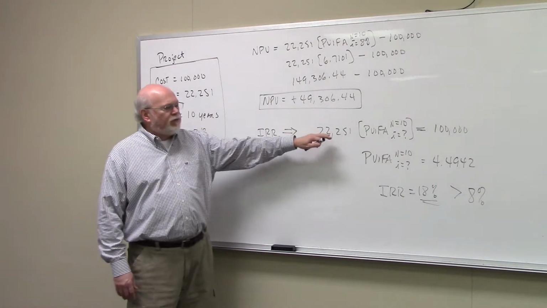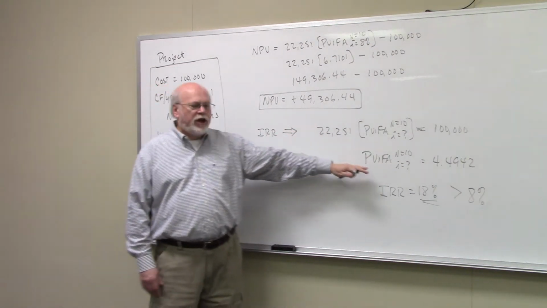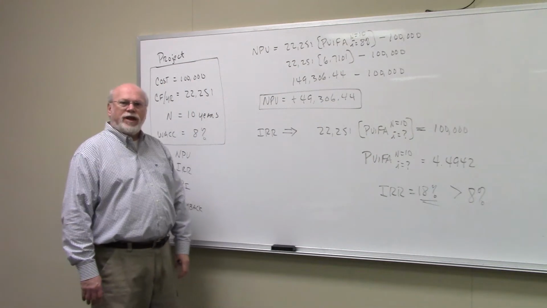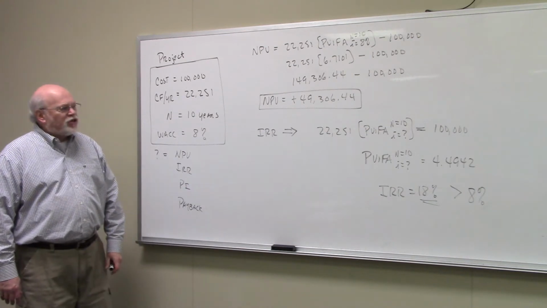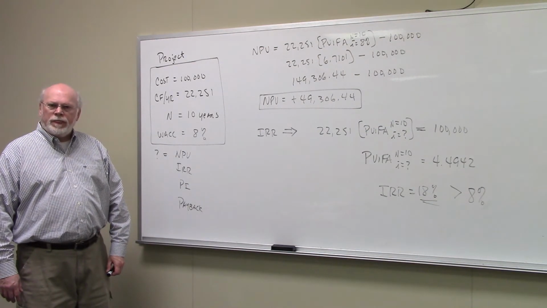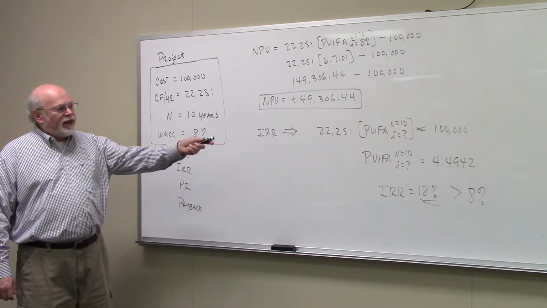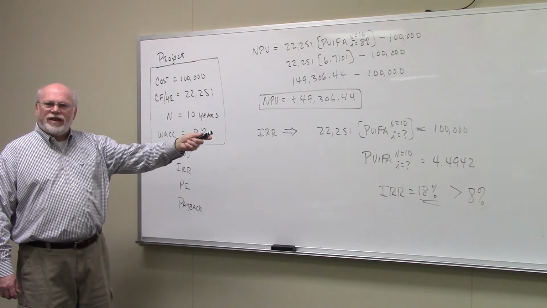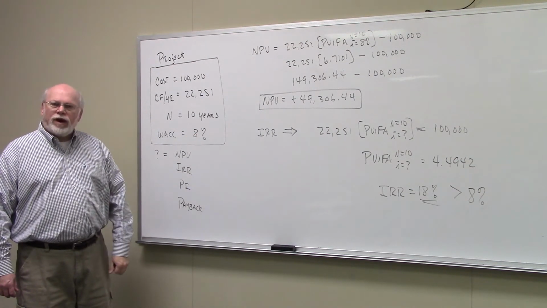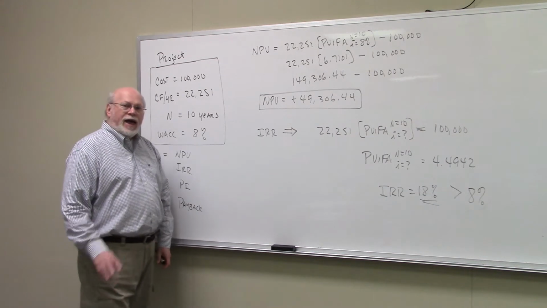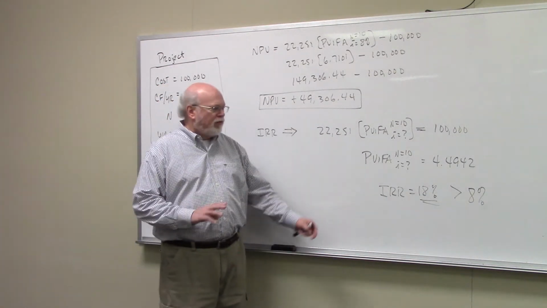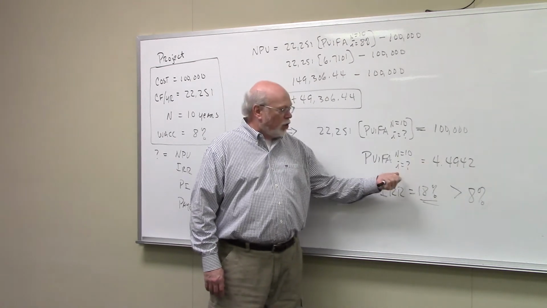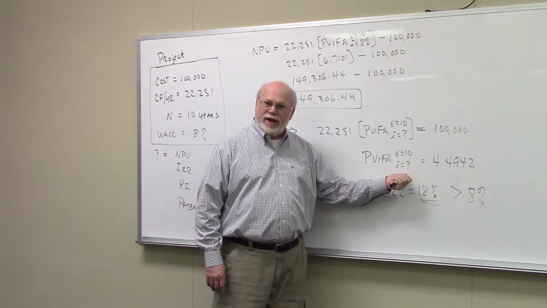As you look at this little formula here, you should note that the unknown is the interest factor. To solve for the interest factor, we would take $100,000 and divide by 22,251. If you do that, you'll find that the interest factor that sets the present value of the inflows equal to the present value of the outflows is 4.4942. Now, as I talked to you about rate of return before, this is not the rate of return. This is the interest factor. We're looking for the interest rate associated with that.